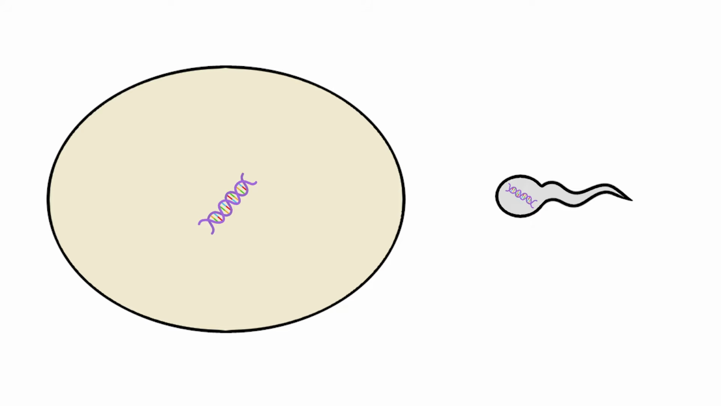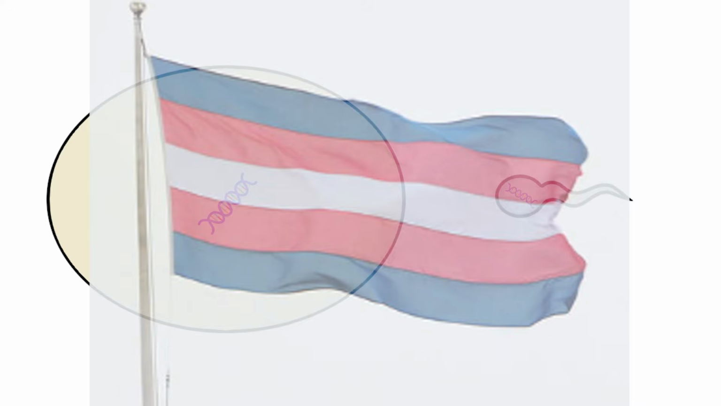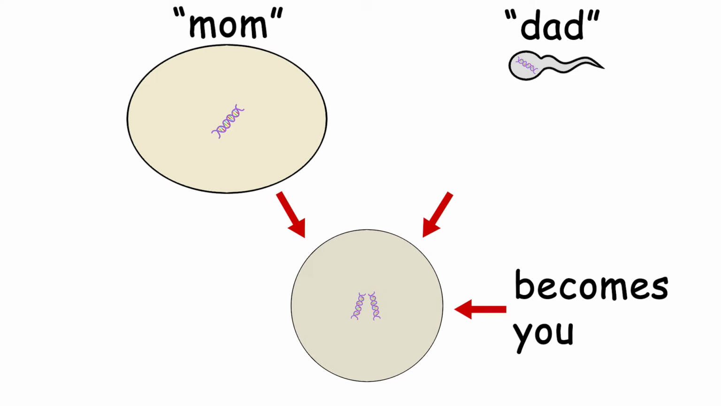Important side note, I'll sometimes use the terms mom and dad in these videos because it's easier than saying egg donor and sperm donor every single time, but gender is a psychological field, not a genetic one. Trans rights. The important takeaway here is that you get one set of genes from your mom and one set of genes from your dad. They exist simultaneously within the body as homologs.